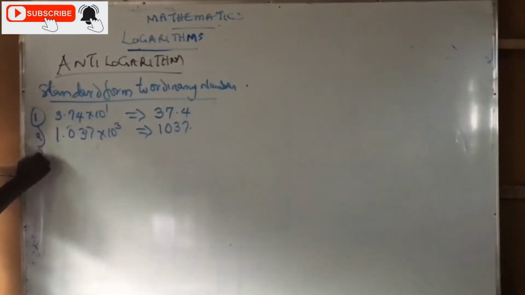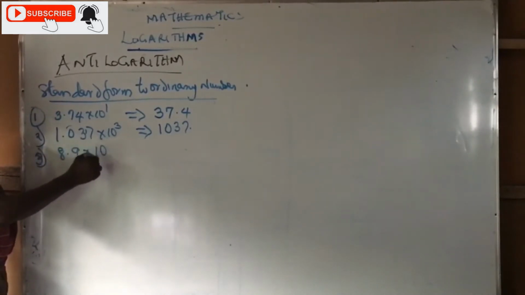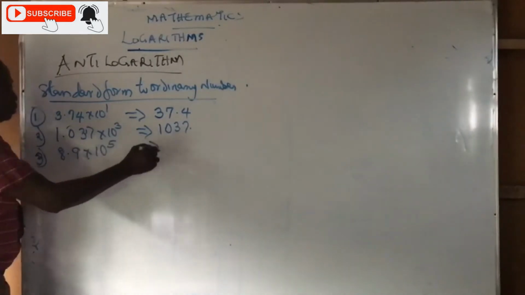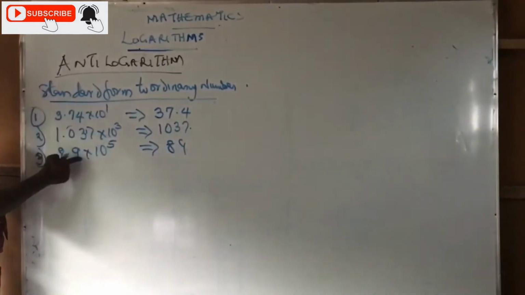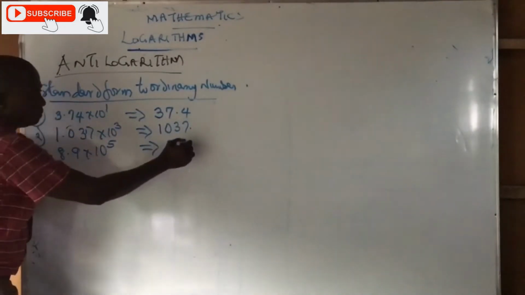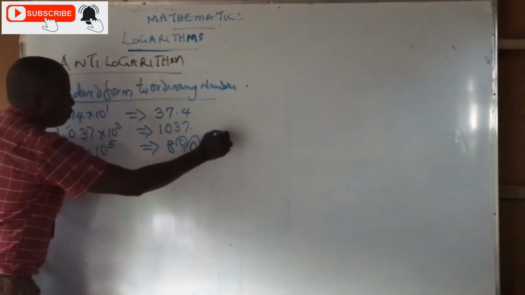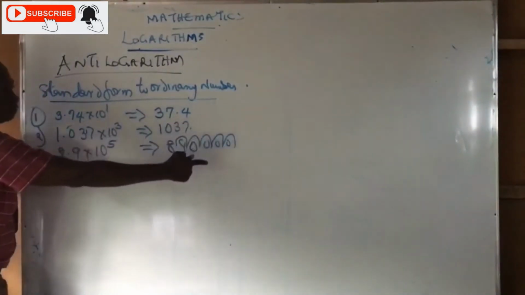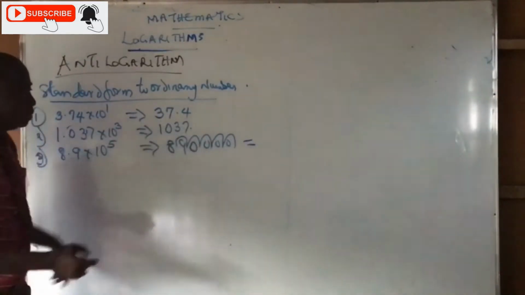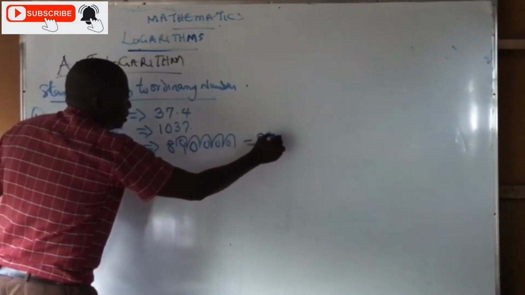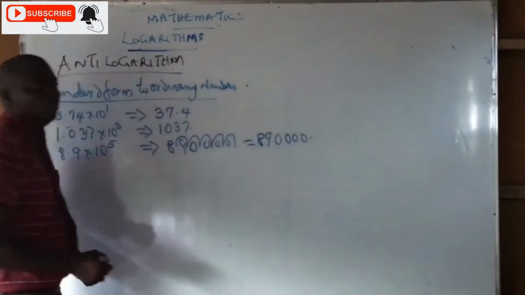So number 3, when you have 8.9 times 10 raised to power 5. So what do we do in this sense? 8, 9. You discover that there is no more number. You slot in 0. 1, 2, 3, 4, 5. The number of times you have shifted 5 times, then you slot in 0 to replace the holes. So it will now be 8, 9, 0, 0, 0, 0, 890,000. Then the point will now be here.